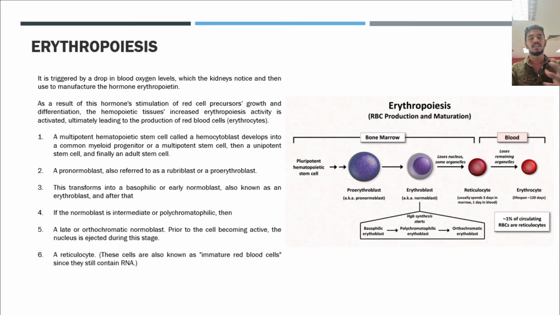From here, there's erythropoiesis. This is the process by which red blood cells mature and develop from the bone marrow. It goes from proerythroblast to erythroblast to reticulocyte to erythrocyte. It keeps maturing to a point where it becomes an immature red blood cell, and from there it matures and has its signature biconcave shape.